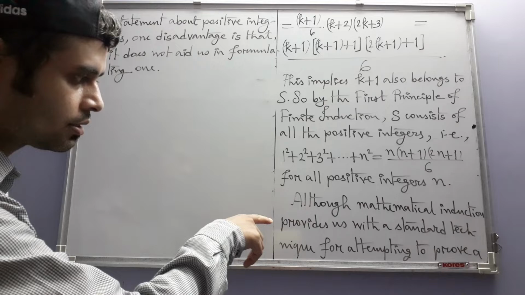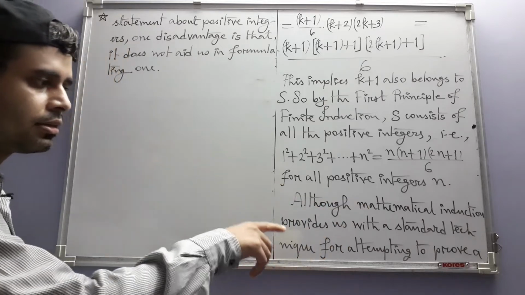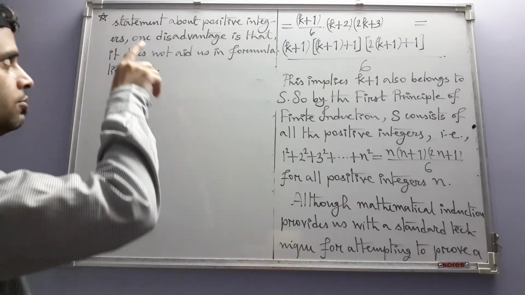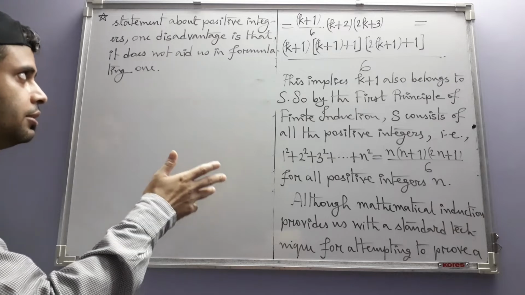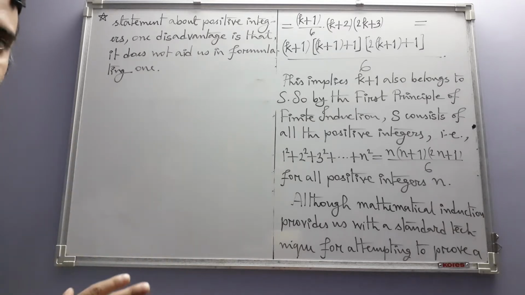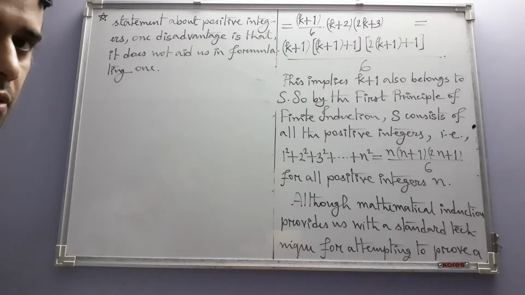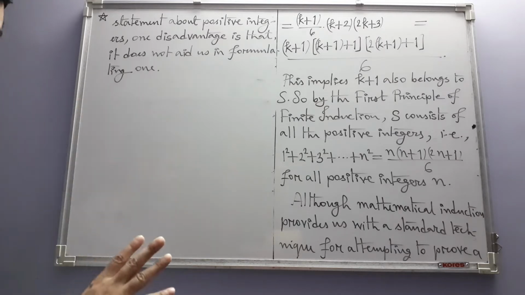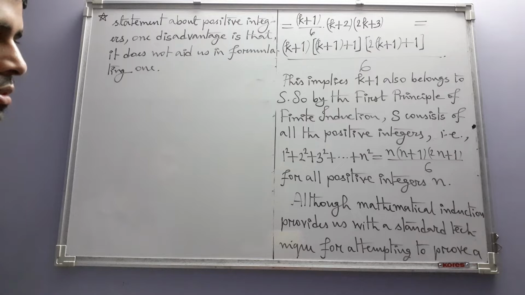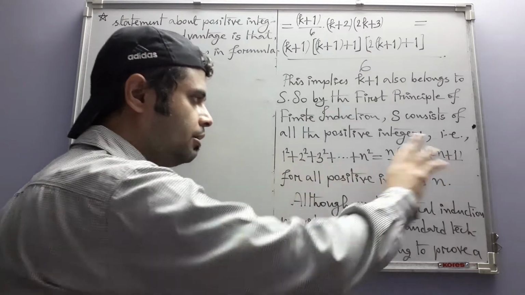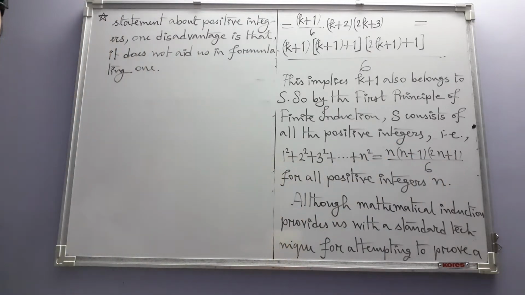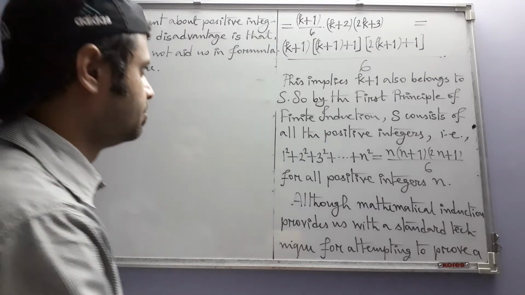Although mathematical induction provides us with a standard technique for attempting to prove a statement about positive integers, the disadvantage is that it does not aid us in formulating any such statement. That has to be there. By some means someone has to be able to guess the statement first, and then using mathematical induction one can attempt to prove it.